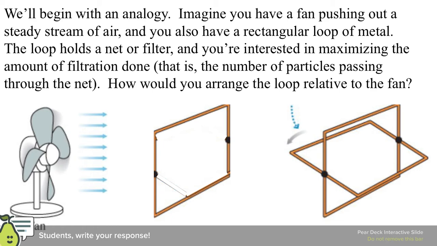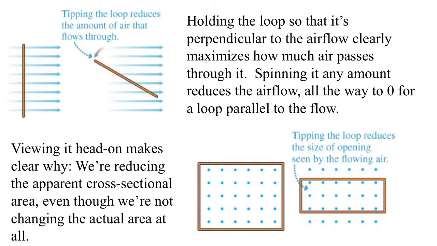More like this than like this. Holding a loop so it's perpendicular to the airflow clearly maximizes how much air passes through it. Spinning it any amount reduces that airflow, all the way to zero for a loop parallel to the flow. Viewing it head on makes it clear why: we're reducing the apparent cross-sectional area, even though we're not changing the actual area at all.